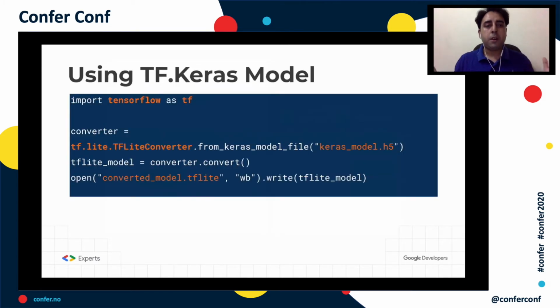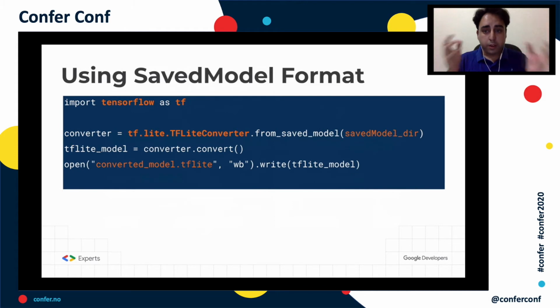So let's talk about converting this tf.keras model into a TensorFlow Lite model. And as you can see, it's really easy to do that. You just pass the location, the URL of the Keras model, and you call this convert method, and it will convert it into a TensorFlow Lite file. Similarly, using the SavedModel format, you can just pass the directory of where this SavedModel is located, and you call the convert, and it will convert into a TensorFlow Lite model.